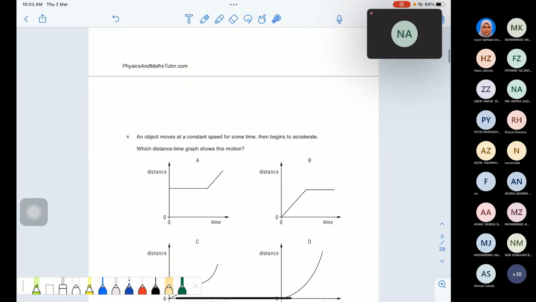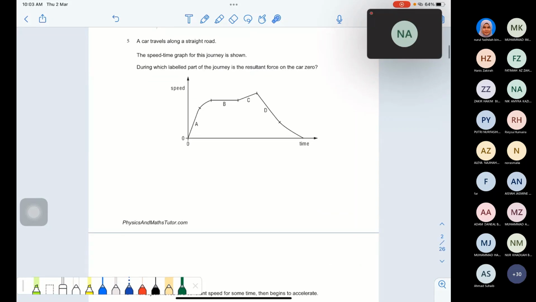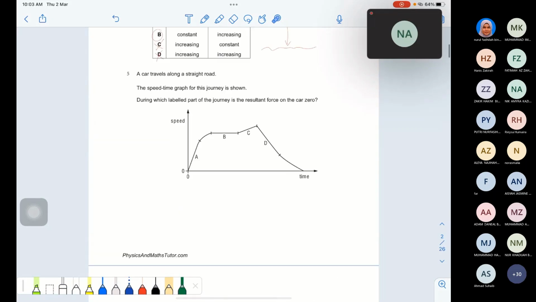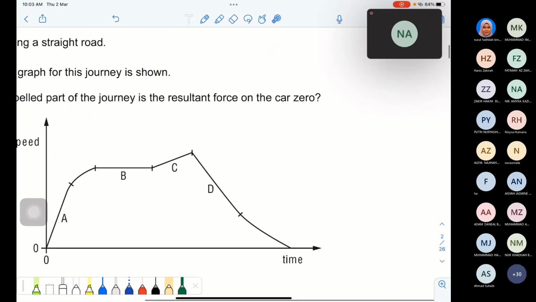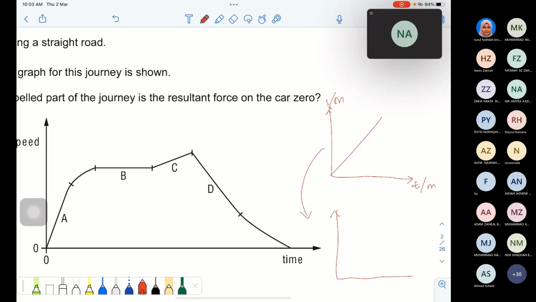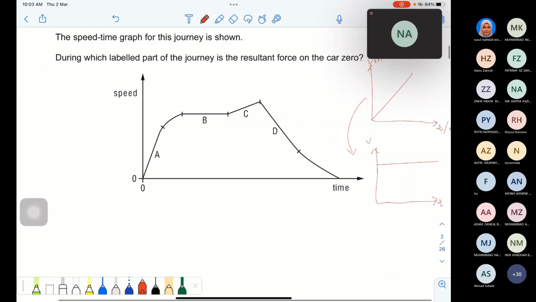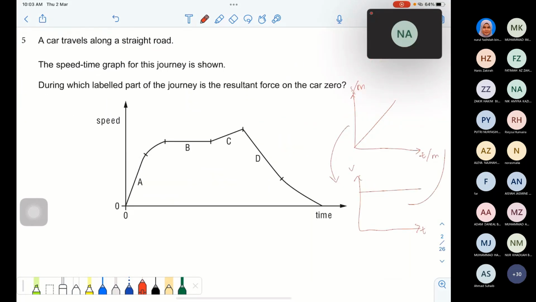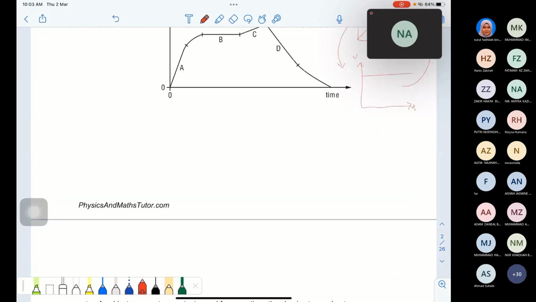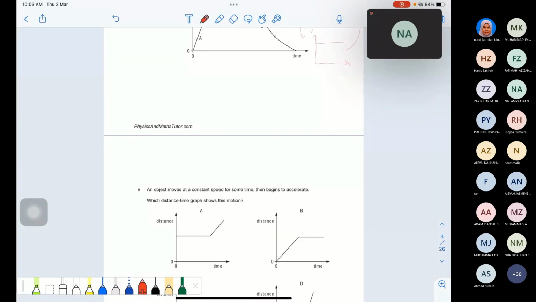Okay, an object moves at a constant speed for some time, then begins to accelerate. Which distance time graph shows this motion? Okay, ini graph speed, ini graph distance. So nampak tak? Selalunya kita tahu distance begini. Daripada distance, kita dapat graph V, macam ni. Kan? Alright. Sekarang terbalik. Kita diberi V, macam mana dia punya respective S. Okay. Dia kata, which distance time graph shows this motion?